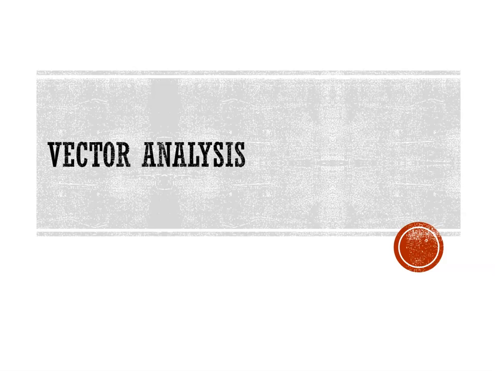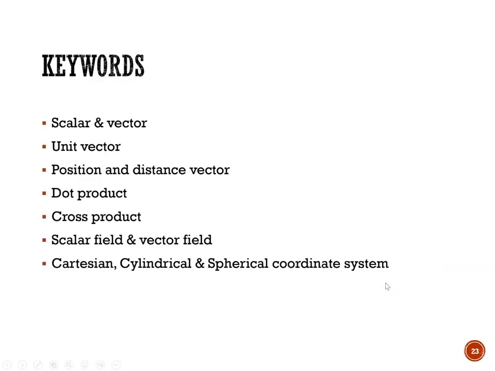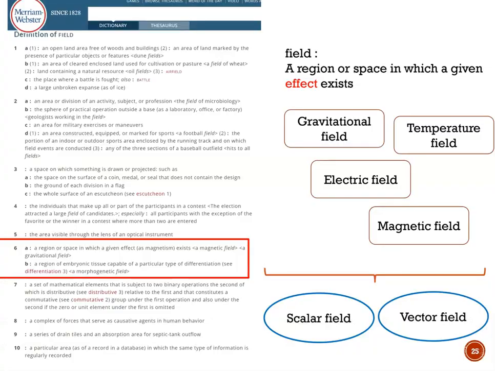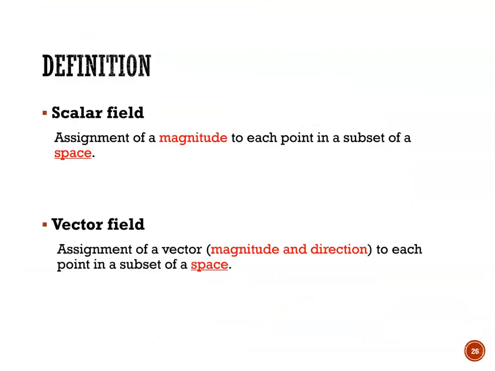Today's class we're going to cover scalar field and vector field, and the Cartesian, cylindrical and spherical coordinate systems. Scalar and vector field. What does it mean by field? A field is a region of space in which a given effect exists.